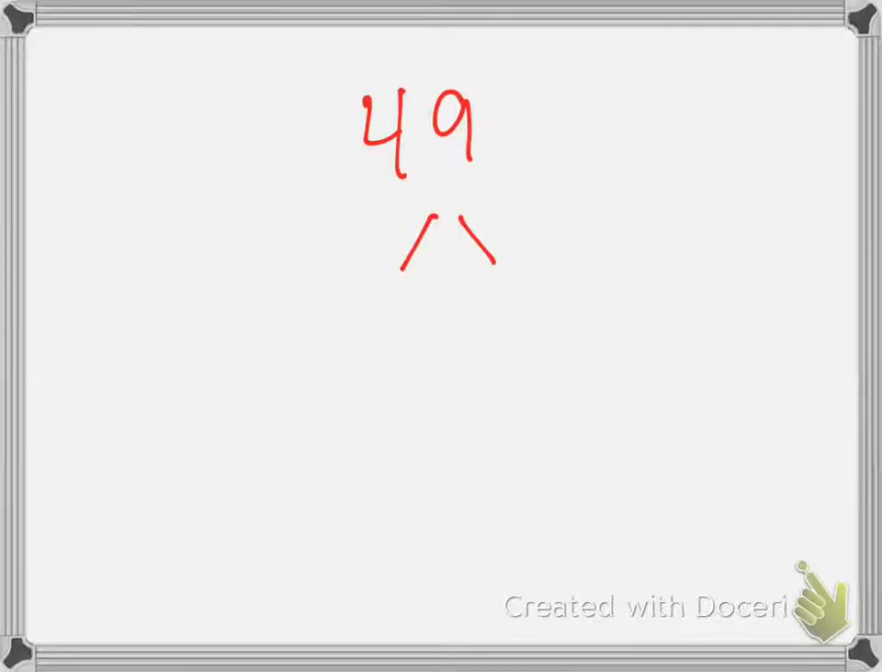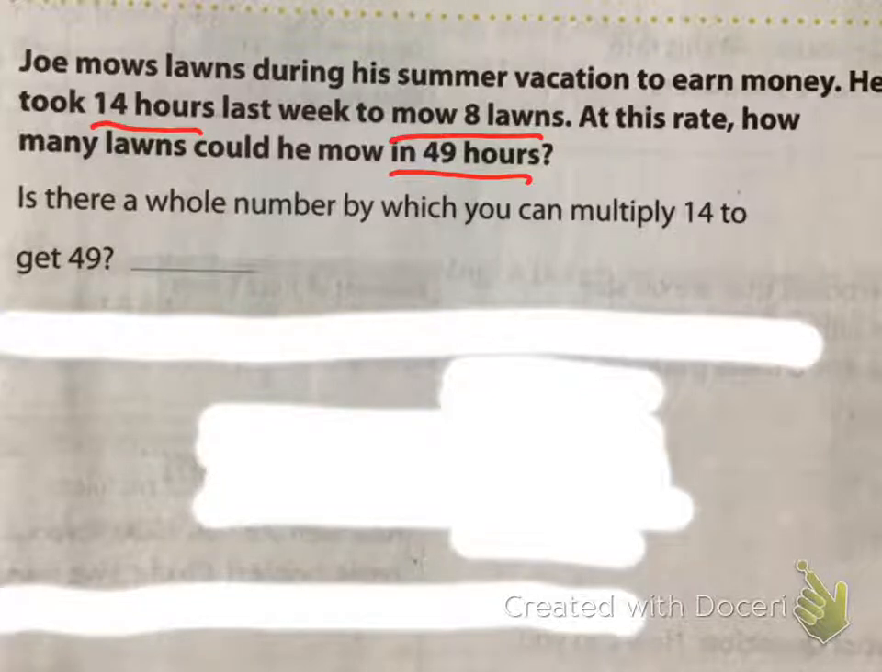What are our factors of 49? What's our first pair of factors, Rafi? 1 and 49. Excellent. What's our second pair of factors, Romario? 7 and 7. Are there any others? 14 is not a factor, so we cannot multiply 14 to get to 49. So our answer is no, there isn't.